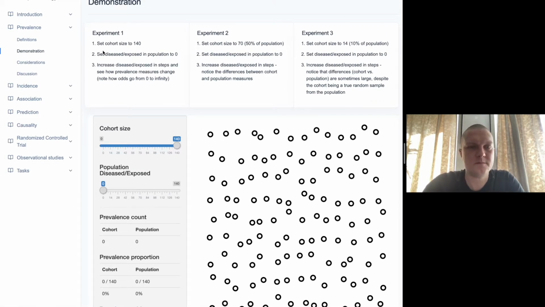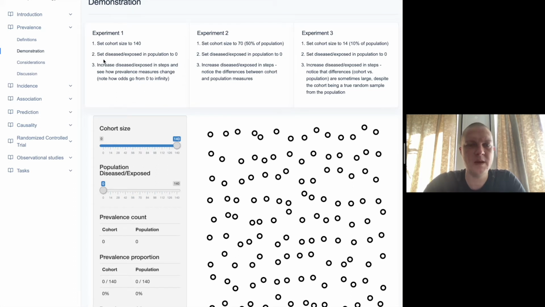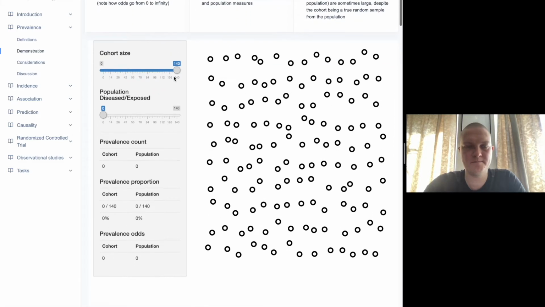Experiment 1. It says set the cohort size to 140. It already is here, you see, this is set at 140. Set the diseased and exposure population to 0. Okay, it's already at 0 here. Increase diseased and exposed in steps and see how the prevalence measures change.